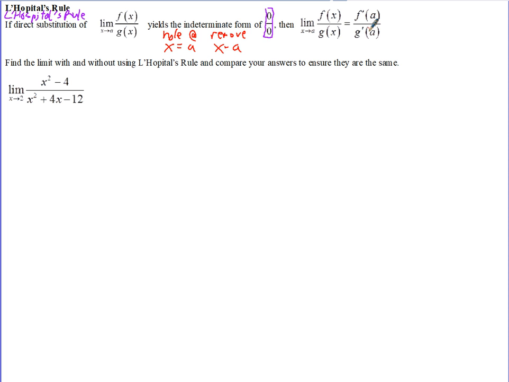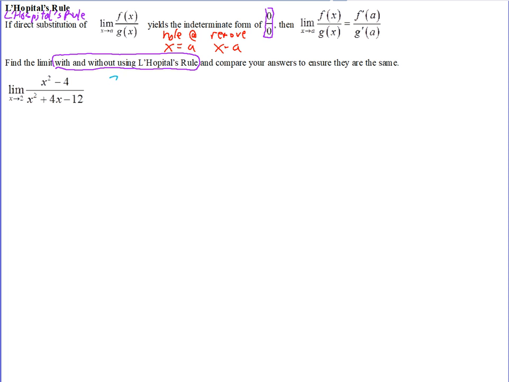So it says find the limit with and without using L'Hopital's rule and compare your answers to ensure they're the same. So it should give you the same thing both ways. So the first thing, don't skip this initial step. You do need to substitute in what x is approaching, in this case 2.